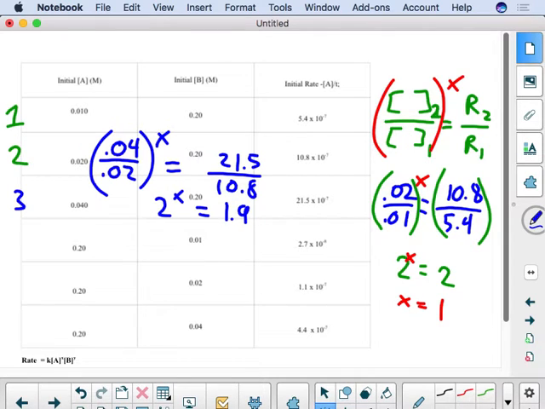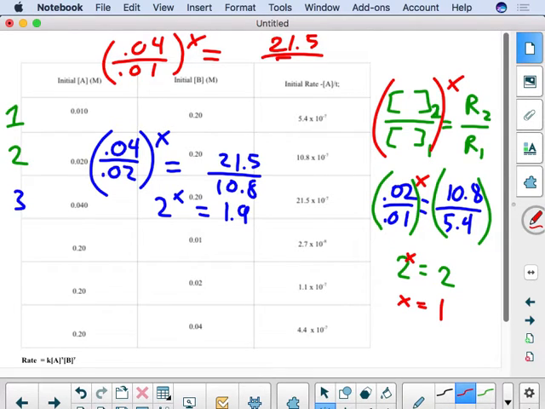You could do it again. We could put trial 3 over trial 1: 0.04 over 0.01 to the x power equals 21.5 over 5.04. This is 4, this is 4, x is 1. Normally it's going to be fairly consistent. Normally you don't do it 3 times. The first time we met this, we went and checked all 3. Generally you'll just have to check 1 and you're going to see what's up.